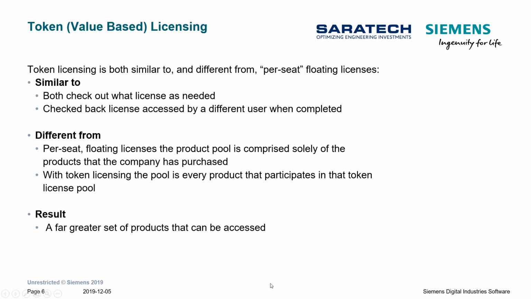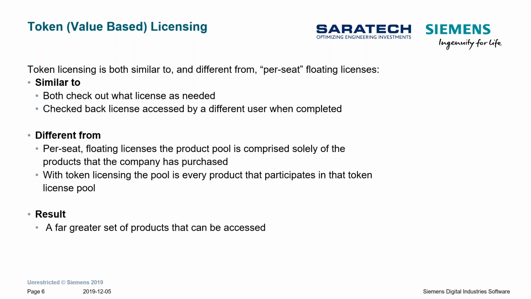So in some ways, token licensing is similar to your traditional per-seat floating licenses. This is similar because we use the same license mechanism. We check out what licenses you need as you need them. So when you're in a function that's doing something like routing, we check out the routing license. And when you finish the routing, we check the license back in. But at that point, we also put the tokens back in the pool.